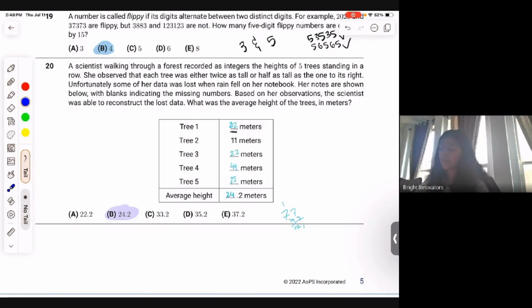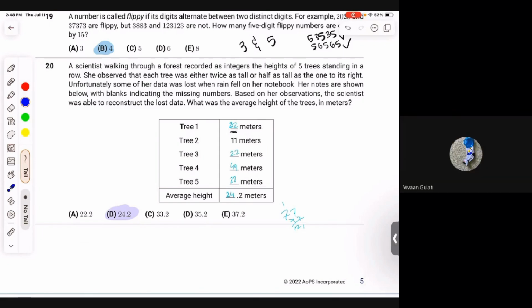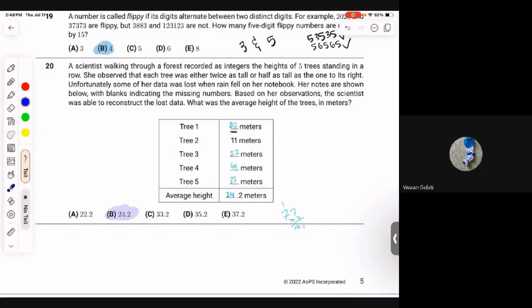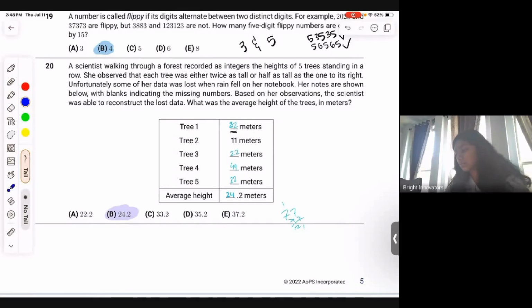But did you have a method to finding those? Because it said the first three have to be 22 11 22, and the last two are either half or double, and they're integers. Okay. Yeah, that makes sense, I guess.